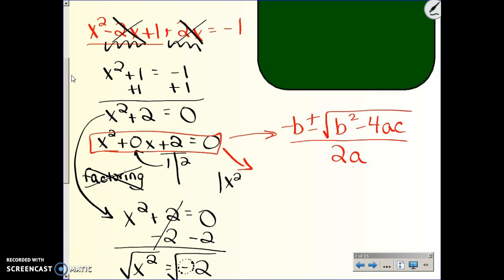So x squared really has a 1 in front. There's really a 0 in the middle. And then there's a 2.